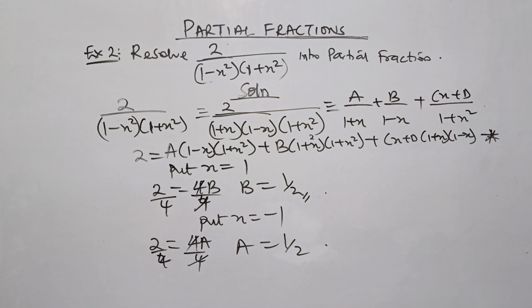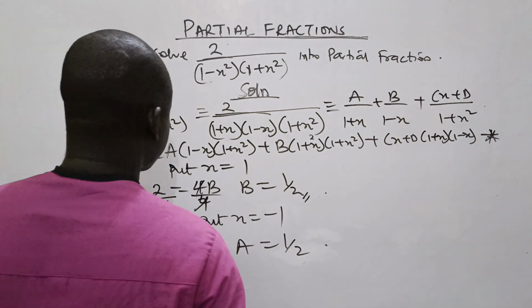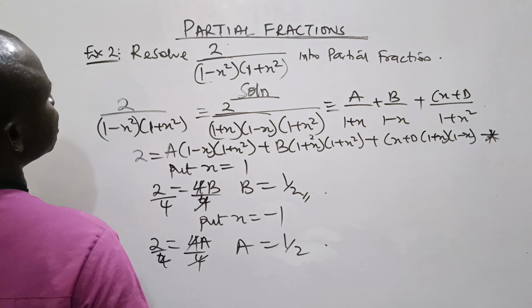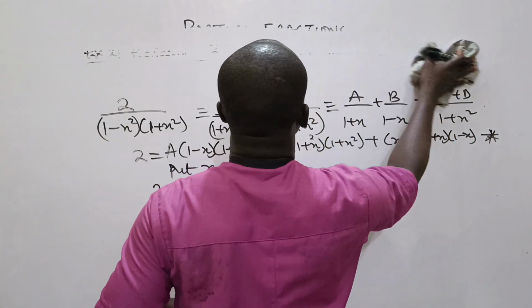So we have gotten 2 values now, value of A and value of B. I've gotten the value of A to be equal to half and value of B to be equal to half. So I will now go ahead to find the value of C and D. So from this question now, what can we do?